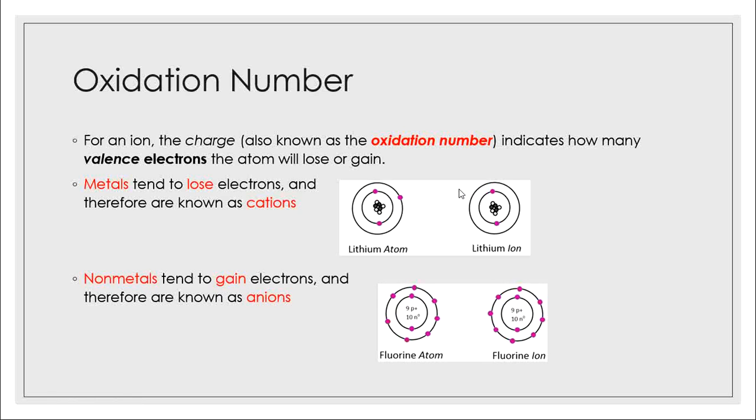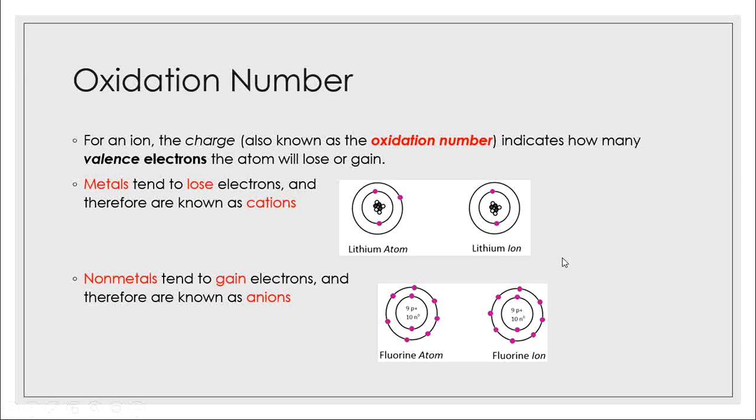It instead has 2 total valence electrons. The nonmetals tend to gain electrons and therefore are known as anions. So for nonmetals, because they already have a lot of valence electrons, they want to gain the electrons. So a fluorine atom already has 7 valence electrons. So how many does it want to gain? It actually just wants to gain 1 more. So as an ion, it now has 8 total valence electrons.